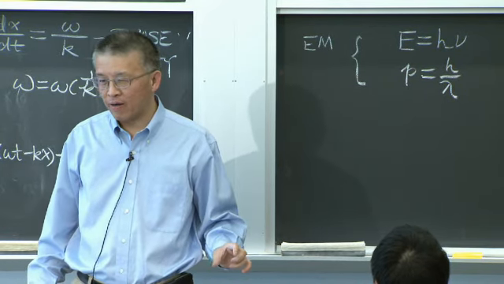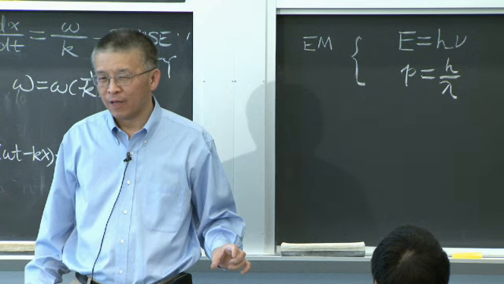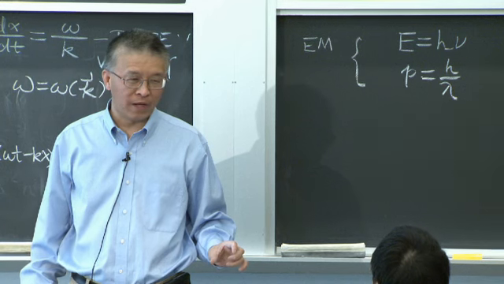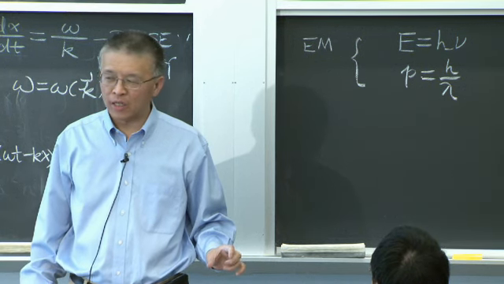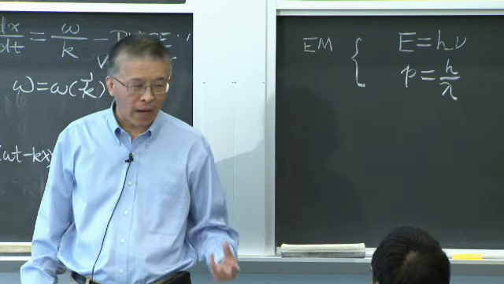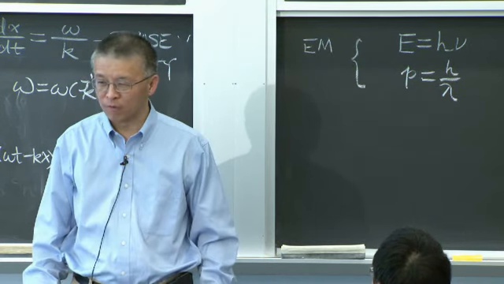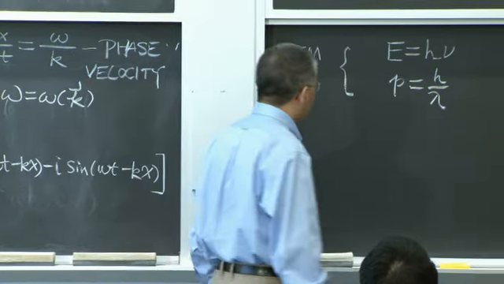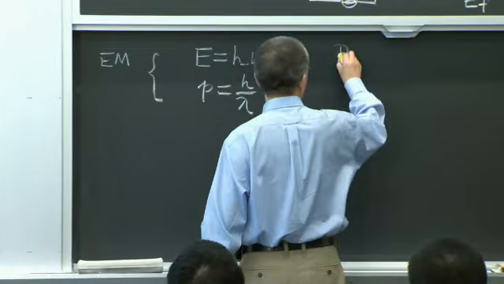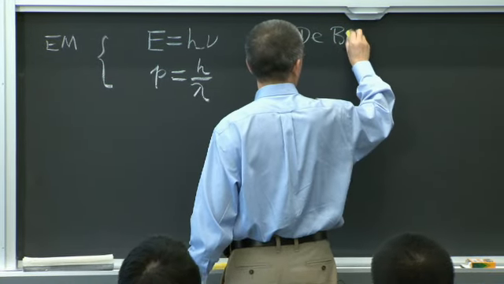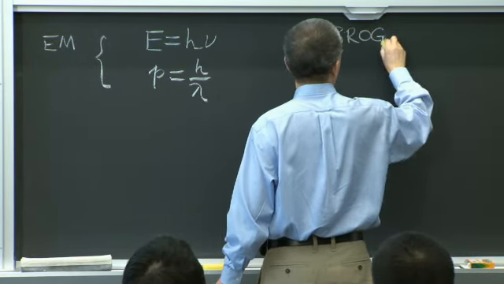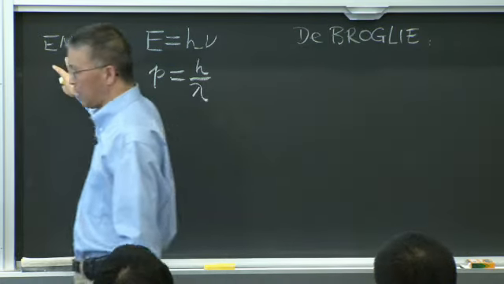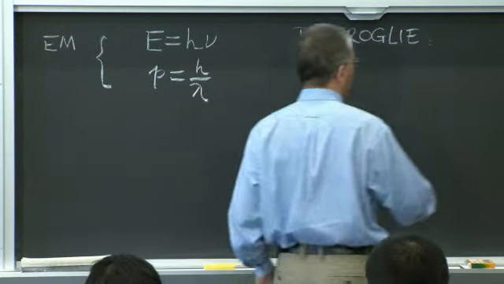And he made a very bold extrapolation. He said, why just for the electromagnetic wave? Why does any particle not also have the reverse wave characteristics? So de Broglie further extended this to matter waves.